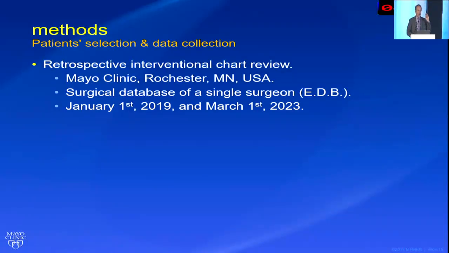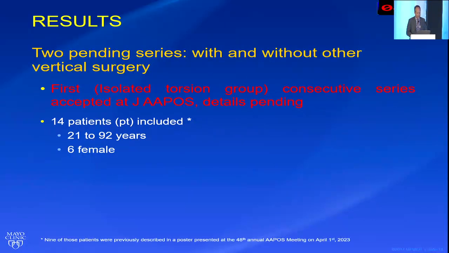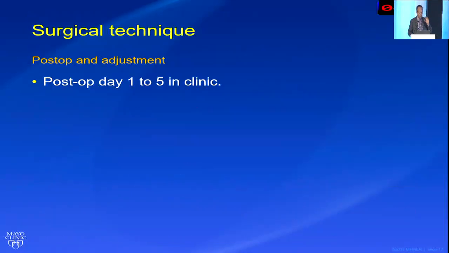I looked back at only the patients that had this procedure, maybe with a horizontal component but no associated verticals, and there were 14 of those isolated. This was just accepted to APOS. Because it's being published, I didn't want to give all the details here, but stay tuned. It will be in the Journal of APOS. I'll give you a quick synopsis about a couple of things.